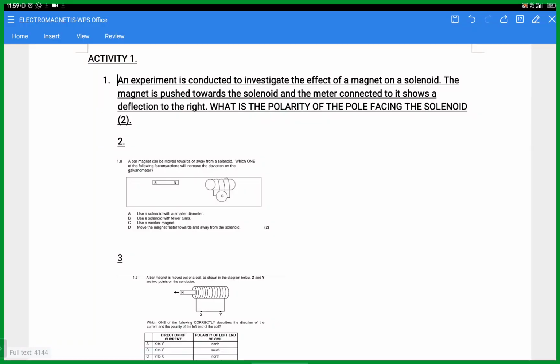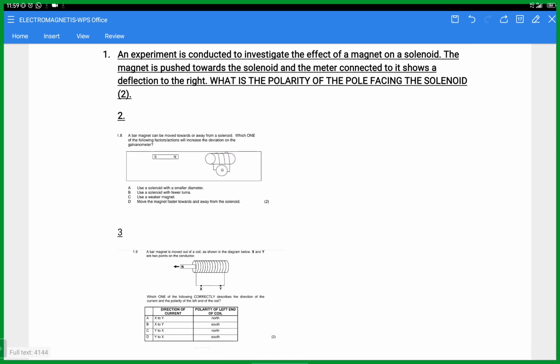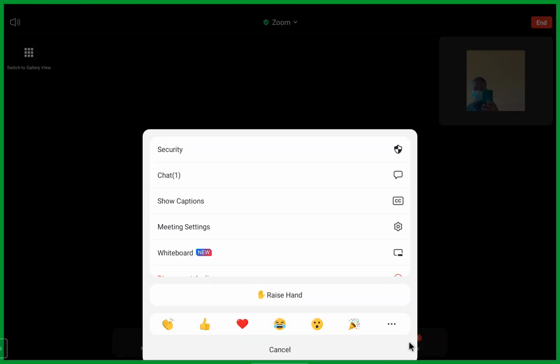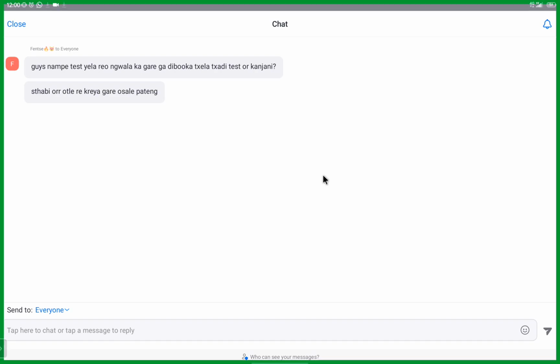So, number one says an experiment is conducted to investigate the effect of a magnet on a solenoid. The magnet is pushed towards the solenoid and the meter connected to it shows a deflection to the right. What is the polarity of the pole facing the solenoid? Because this was part of your homework, I want answers in the chat. Please write your answers in the chat right now. Please hurry up.